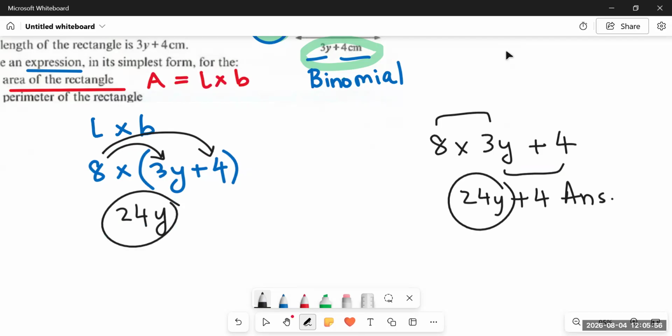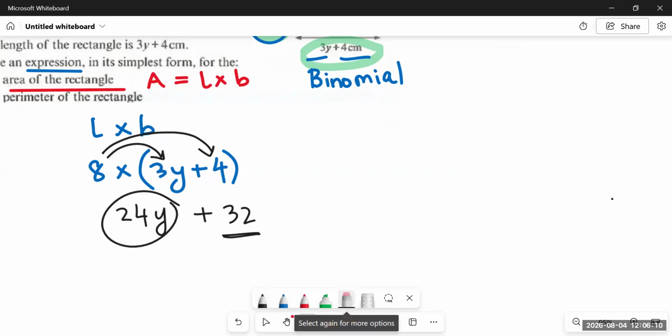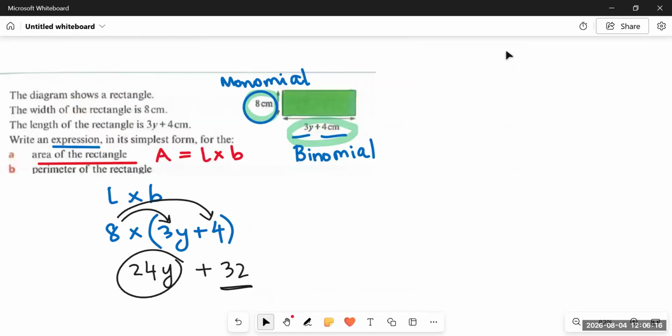But we have to multiply 8 with 4 as well, and it's going to be 32. So you can see that here we are having 32, whereas here we had 4. It means this is wrong. Okay, so always remember, whenever you find the area of a rectangle such that one of the dimensions is in the form of a binomial, then you are supposed to keep the binomial in the bracket and then multiply it with the monomial. And for the perimeter, what are we supposed to do?